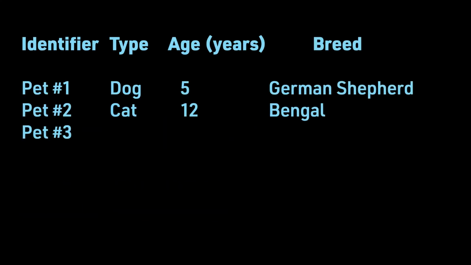So in our table, we see that the first column is the identifier, and we have 3 pets. The second column is for what kind of pet it is, and you see that there are 2 dogs and 1 cat. And the third column is the age of the pet in years, and we can see that the pets range from 2 to 12. And in the last column, we list the breed of the animal, and we see that there's a German Shepherd, a Bengal, and a Havanese.